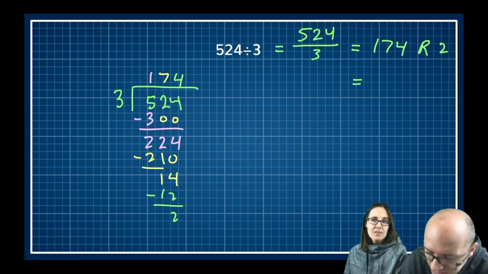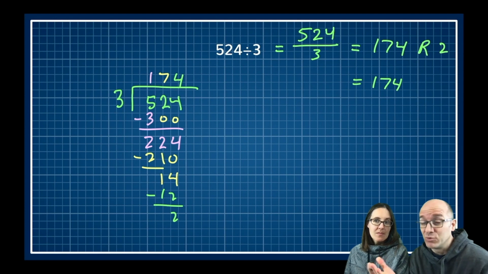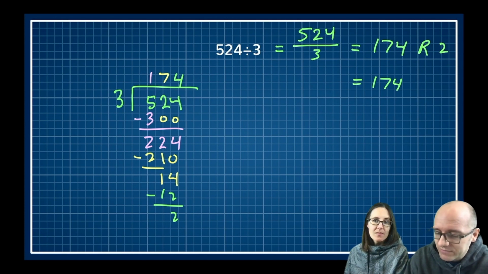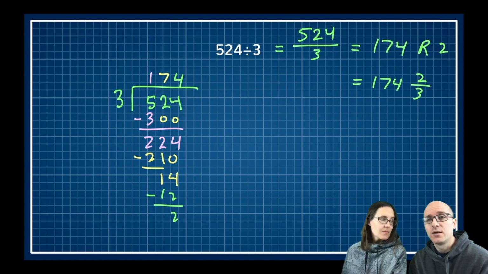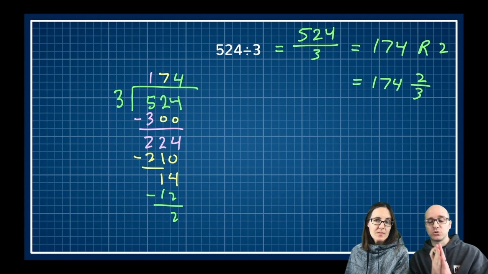Or sometimes, maybe usually, we want to write that as 174 and 2/3, 2 parts out of 3. We'll get into fractions, though, in a future lesson.